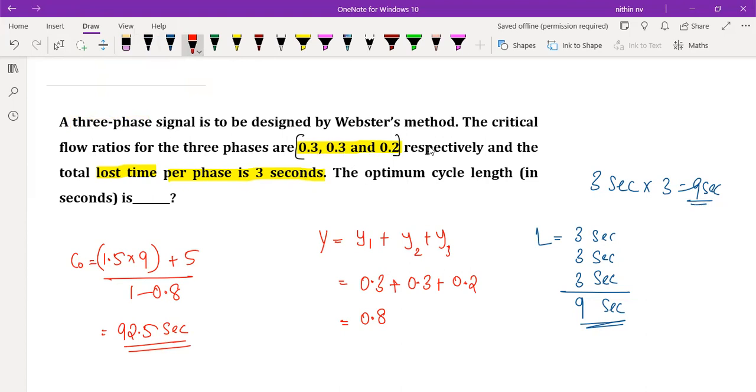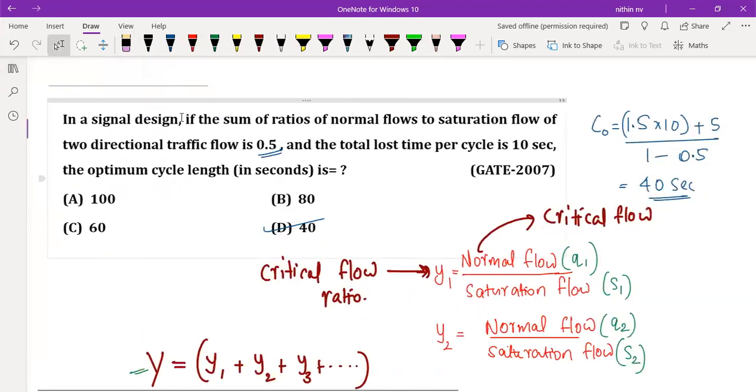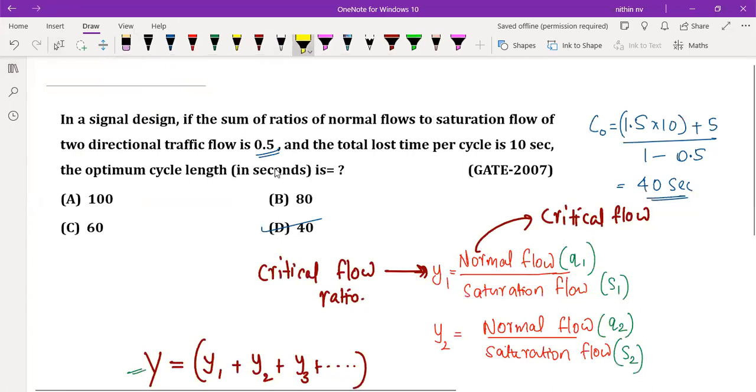If they are giving 4 values of small y, then we can understand it's a 4-phase signal like that. Understood? That's it. Now suppose we have already seen this kind of question. Either they will give it directly per cycle, as in the first question we have seen. Here they have given the lost time per cycle directly. If they are giving per cycle, then again don't multiply, okay?